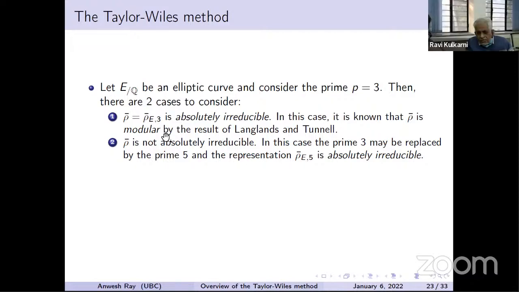Which is what happens. And then it's for the prime 3, right? Yes. Yes. Not for general prime. No, no.